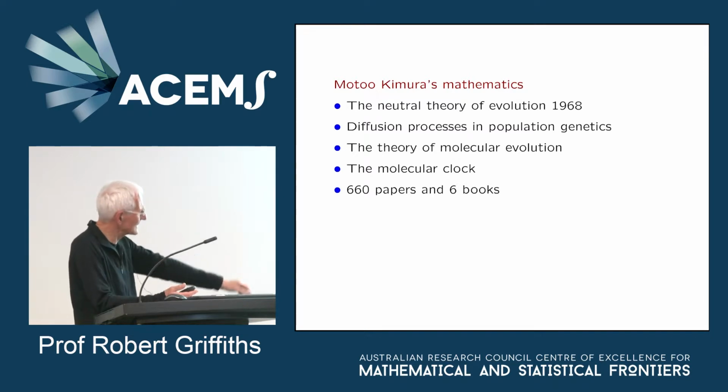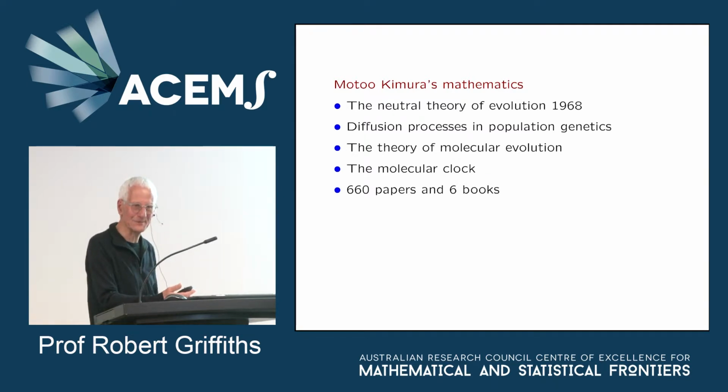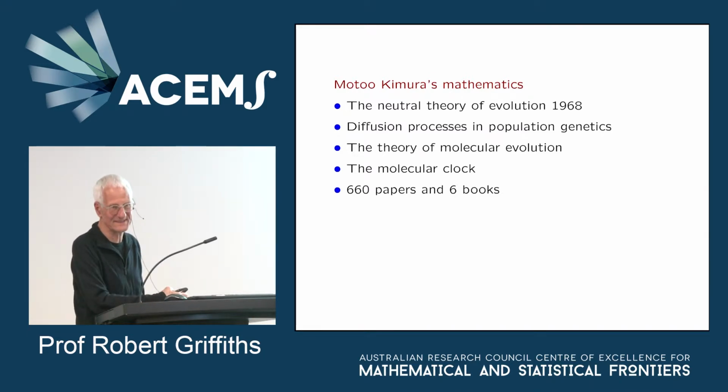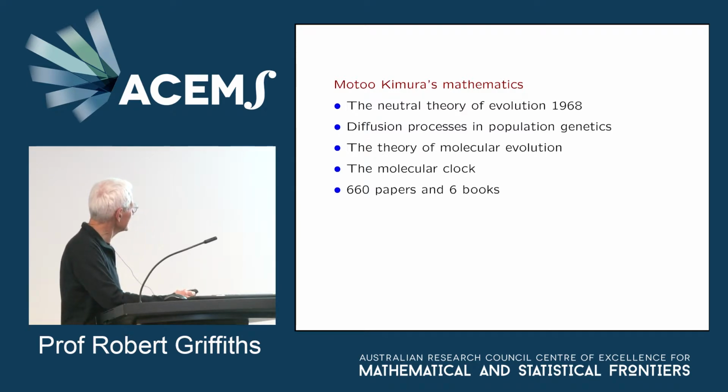And he didn't work in Brownian motion, for example, where other people would have been working. He worked on these particular processes in genetics. So a little different from some of the physics kind of Brownian motion material. He had a theory of the molecular clock, that the rate of evolution is constant over time. He had 660 papers and 6 books. He's an amazing guy.